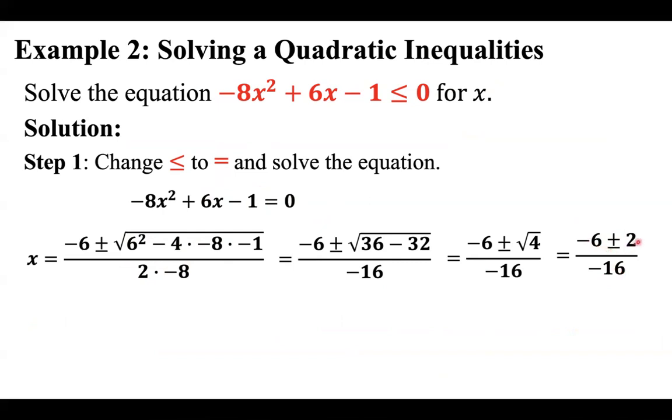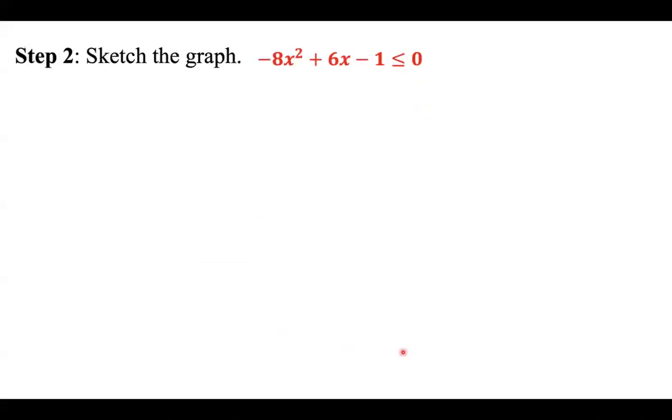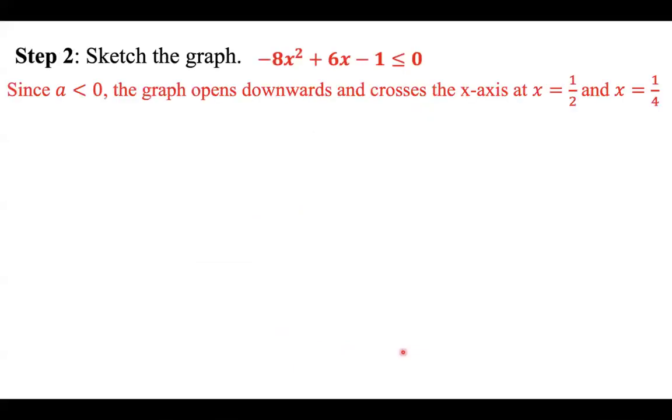We can do the same thing. Negative 6 minus 2 is negative 8. Negative 8 divided by negative 16 is positive 1/2. So the two x values that would make this equal to 0 are 1/2 and 1/4. Step 2 says to sketch the graph. So my a value, if you notice here, is negative. So that tells me that the graph is going to open downwards, and it's going to cross the x-axis at 1/2 and 1/4.